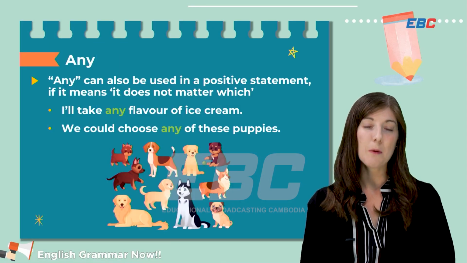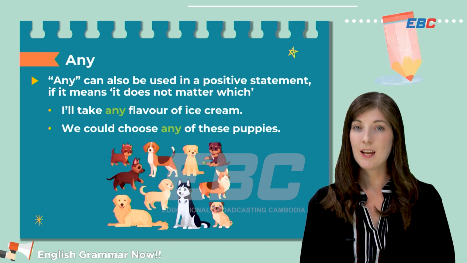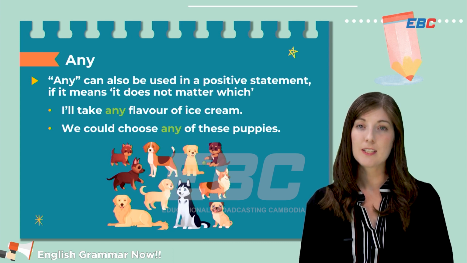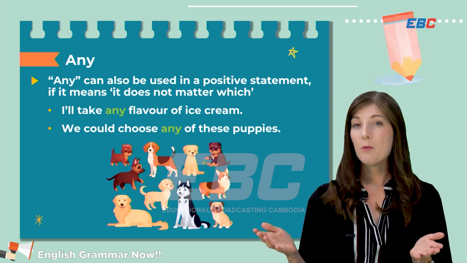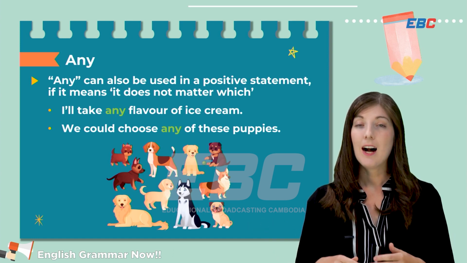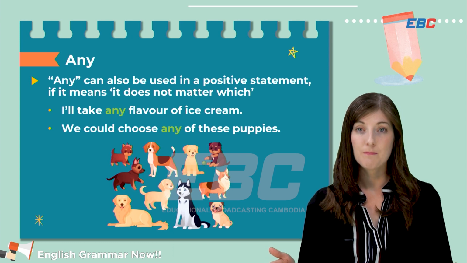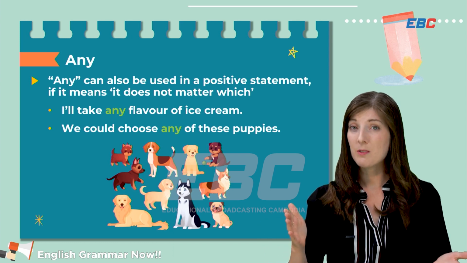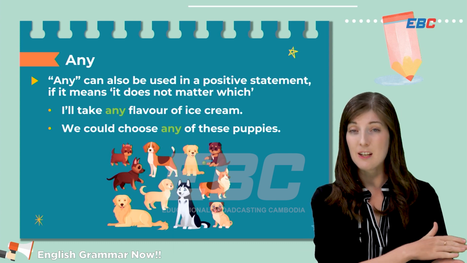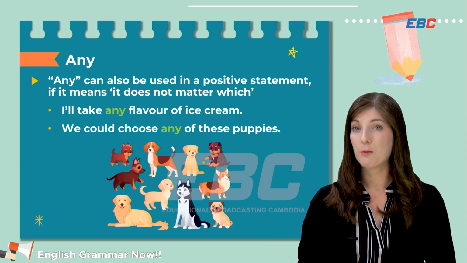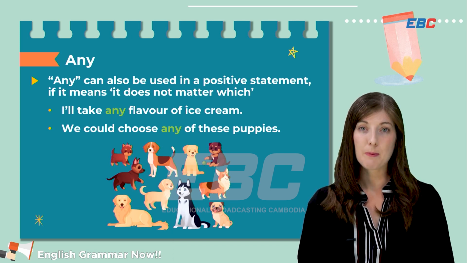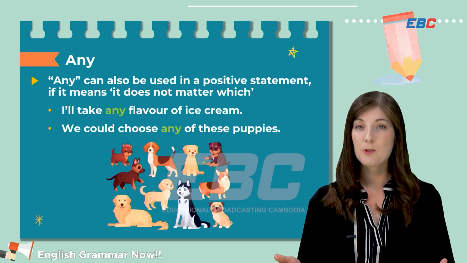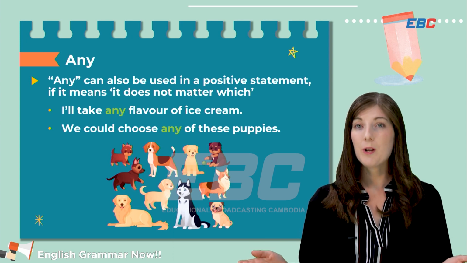Any can also sometimes be used in a positive statement, but the meaning is a little different. If we're using any in a positive statement, it means that it does not matter which. So we could say a sentence like this: I'll take any flavor of ice cream, which means I would take this one, or this one, or this one, or any of them. All are okay for me. Another example. We could choose any of these puppies. There is no restrictions. Does not matter which one we choose.